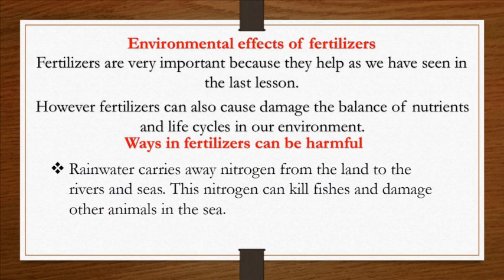We know animals like fish don't need nitrogen. It's not good for them. So the same fertilizer, made from nitrogen, when washed away by the rain to the sea and the rivers, can cause harm by killing the fishes and damaging other animals in the sea.